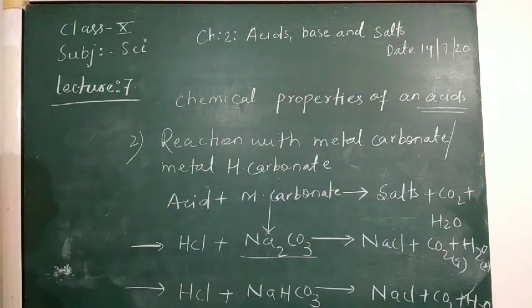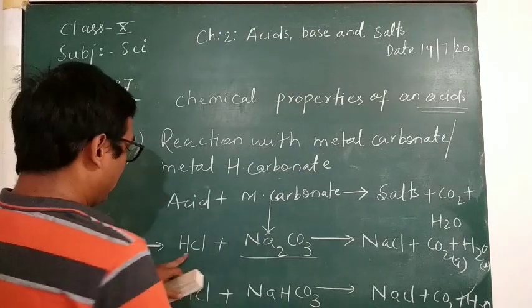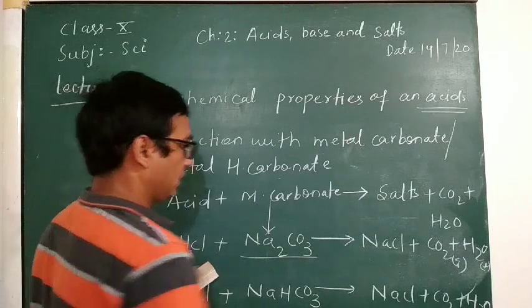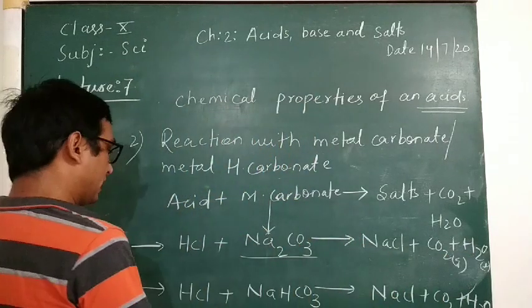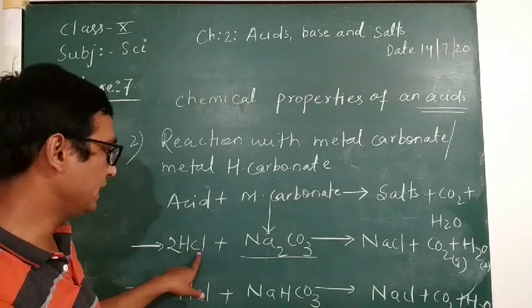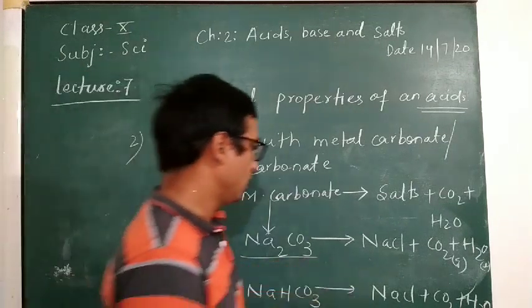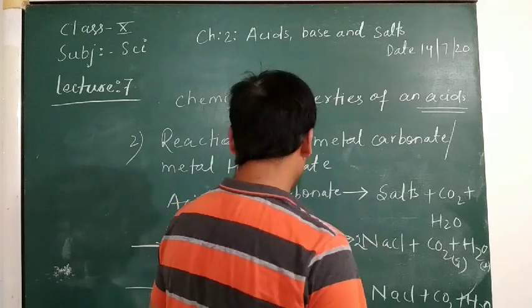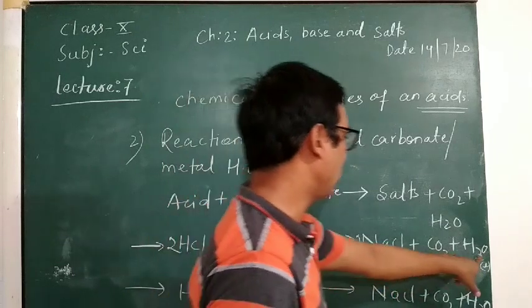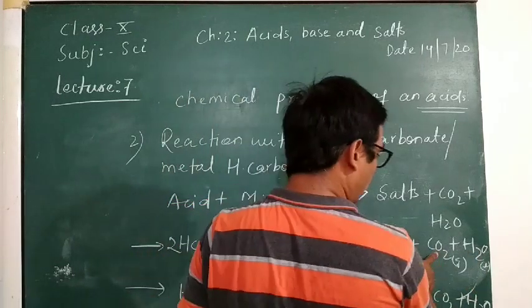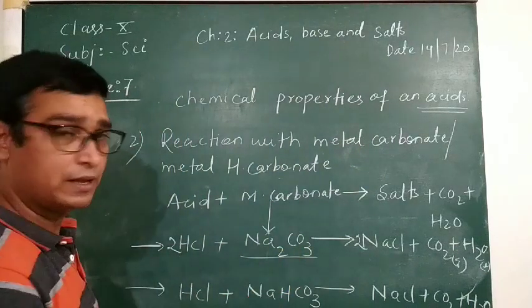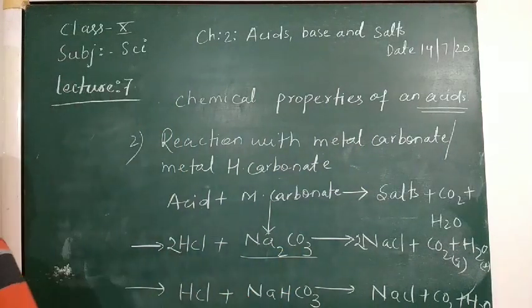So in the first case we can balance. Here HCl is there, H is 1, here H is 2. So we can put here 2. So it is 2Cl, 2 hydrogen. Here we need to put it 2. Okay, so sodium 2, Cl2, hydrogen 2, and oxygen 2 plus 1, 3. So 2 plus 1, 3. Okay, so this is the balanced one.